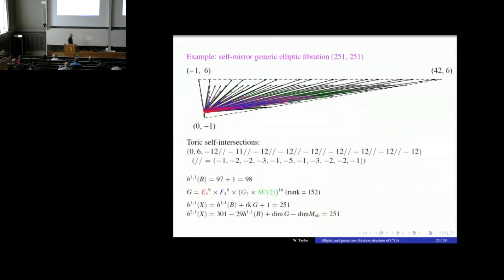Another nice example is the self-mirror case where the Hodge numbers are 251, 251. In that case, this is the base. It's again got a bunch of E8, F4, and G2 cross SU2 things. We can figure out the rank. That matches nicely with the H11. And this thing is self-mirror under this same picture.